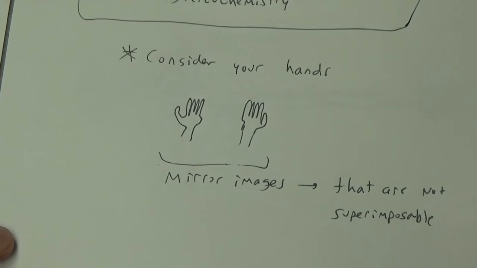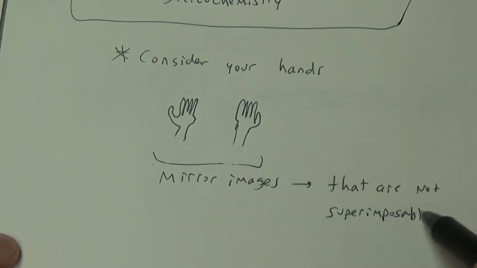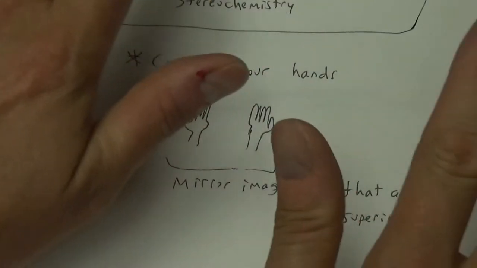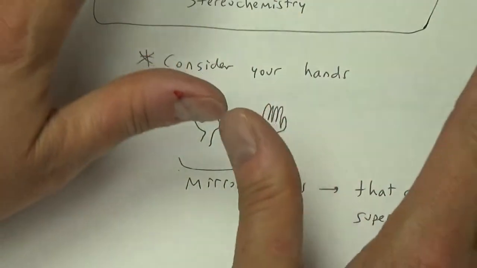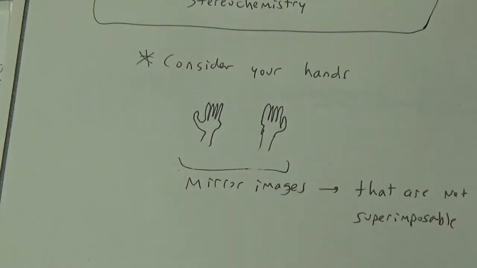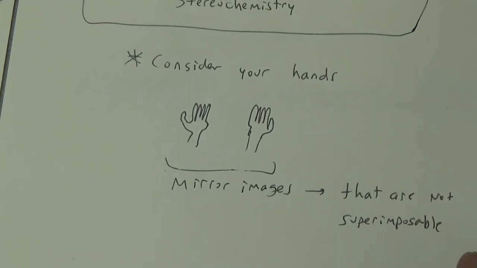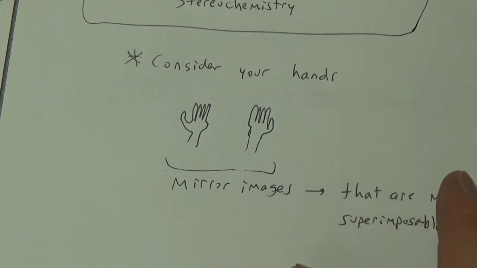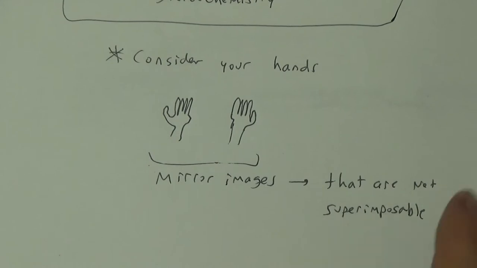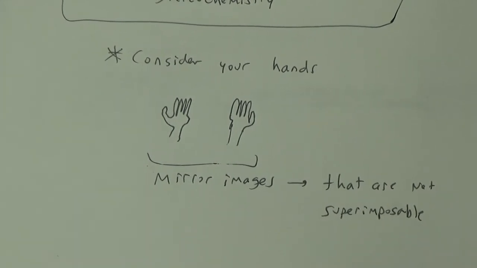So molecules can do this too. There are molecules that are mirror images that are not superimposable. Right? So if I take my hands, there's no way to superimpose my left hand on my right hand because they're mirror images of each other, right? But other things in nature are superimposable. Like if I have a rubber ball, imagine a rubber ball and the mirror image of the rubber ball, that should typically be superimposable on it. Anyway, we're going to see the same kind of property with molecules. But your hands are a good starting point, all right?